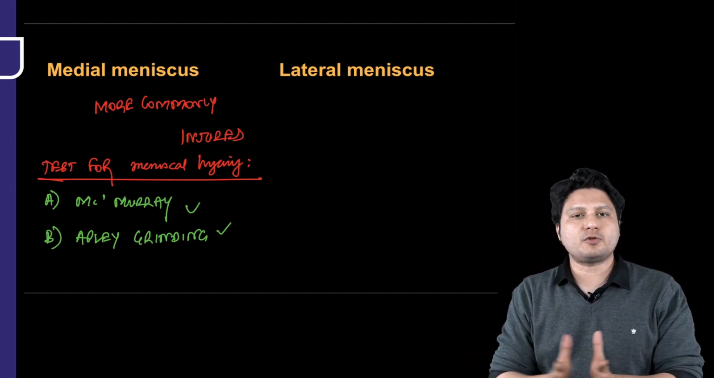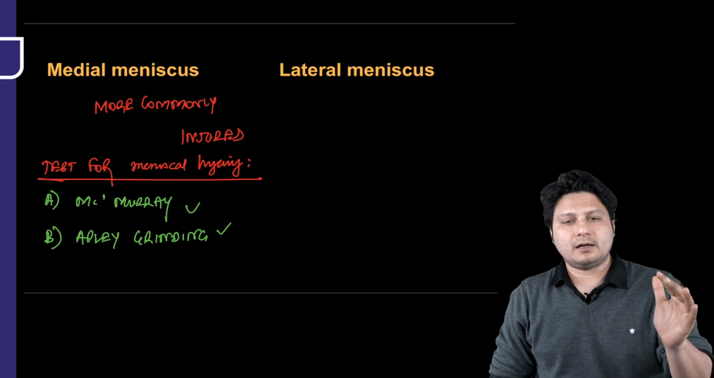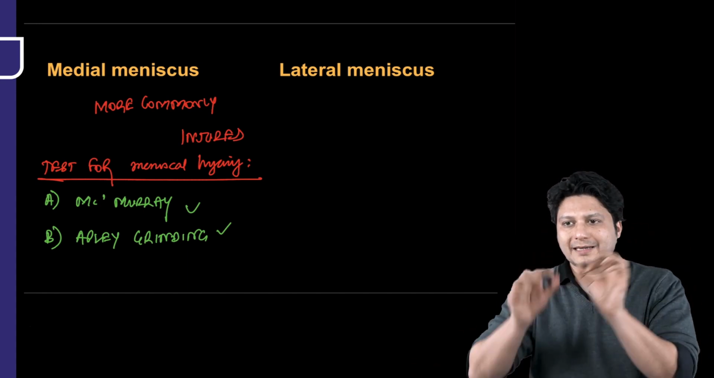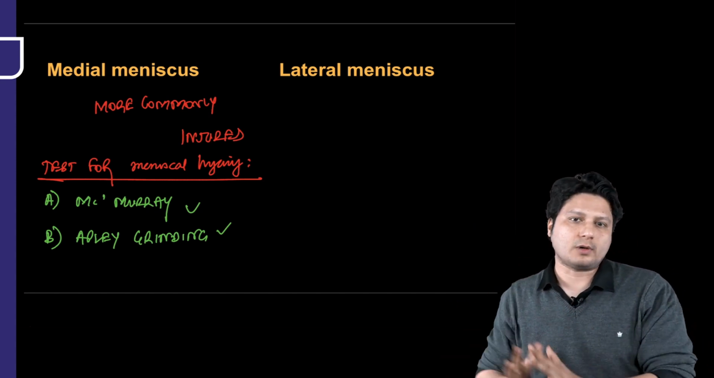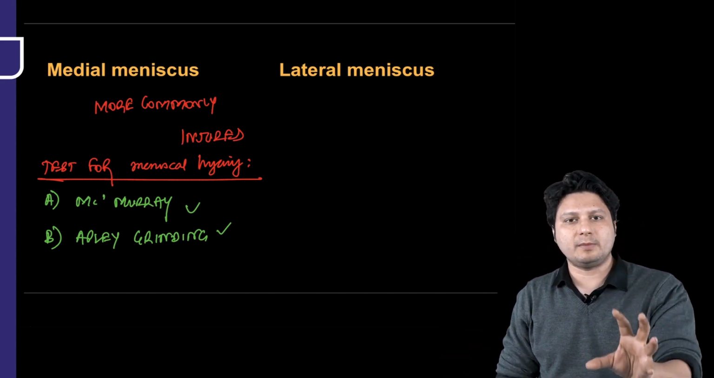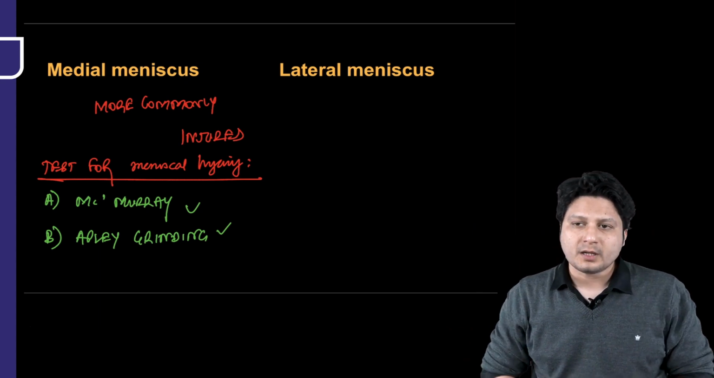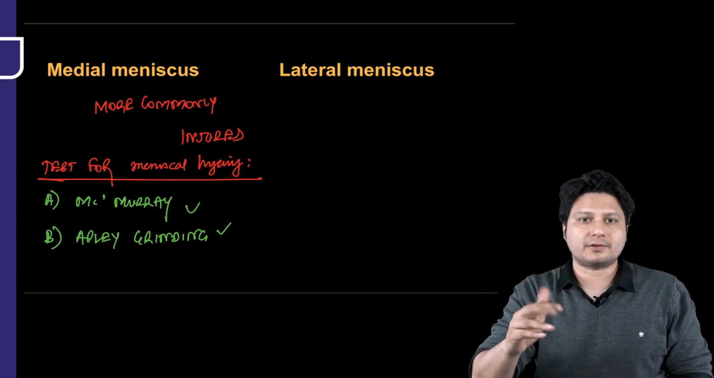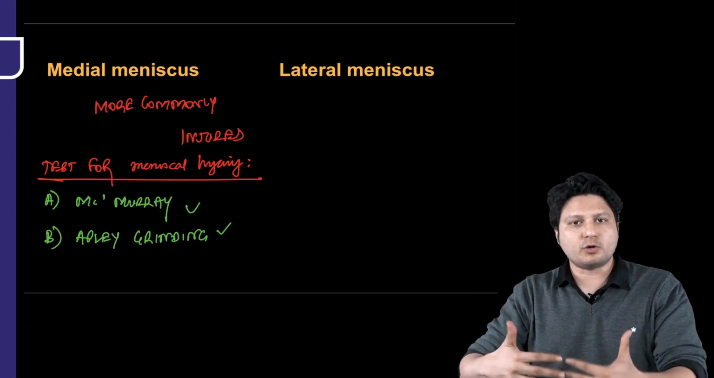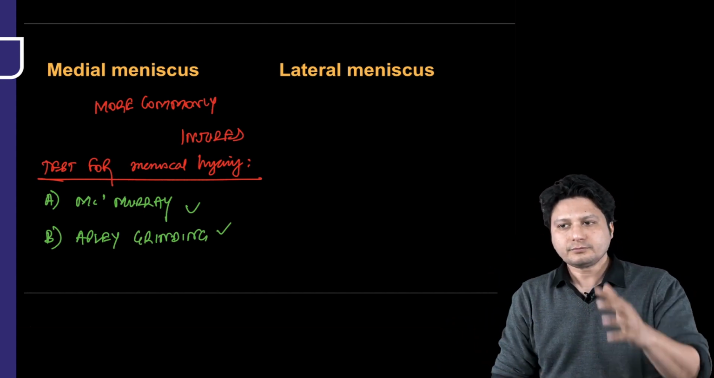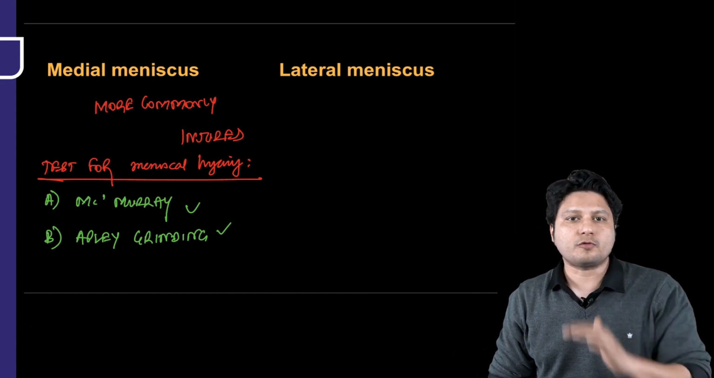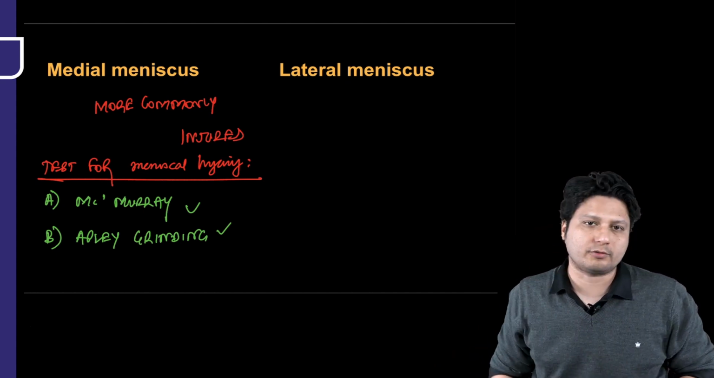But imagine you are given a question: McMurray test is for medial meniscal injury, lateral meniscal injury, medial collateral ligament injury, or lateral collateral ligament injury. In that case, it will be medial meniscal injury. Why? Because medial meniscus is more commonly injured. So if you have to perform the McMurray test, it will be performed for the medial meniscus. But it does not mean that McMurray is not for lateral meniscal injury. This is something that you have to remember.